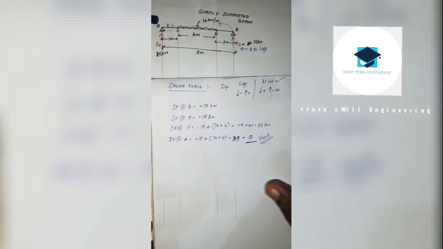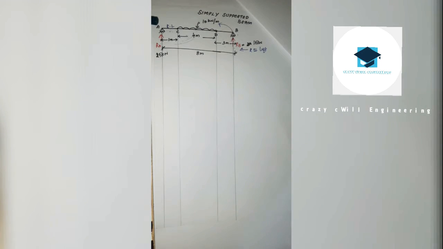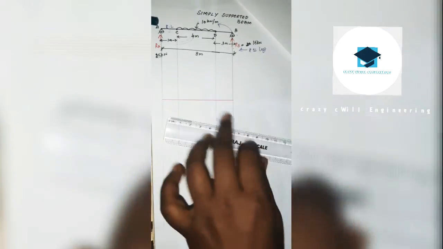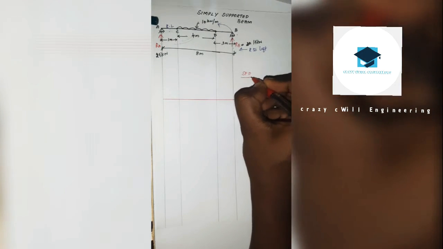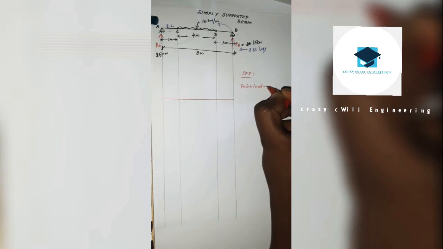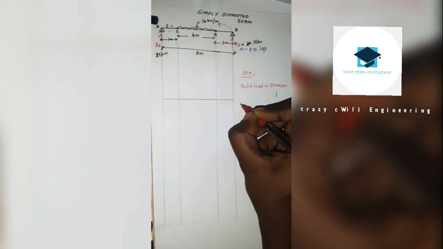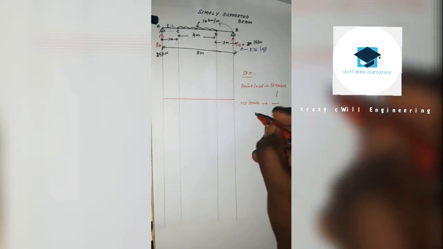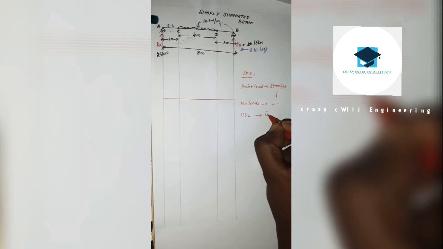Now going to draw the shear force diagram. Draw the datum line. For the shear force diagram, a point load means the line becomes straight vertical. No load means a horizontal line. If UDL is acting, the line becomes inclined.